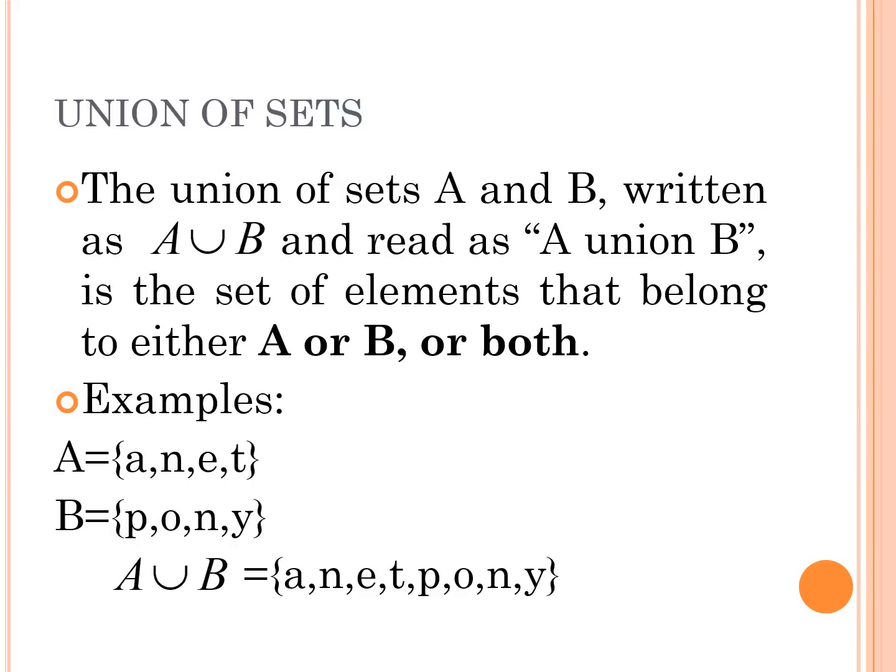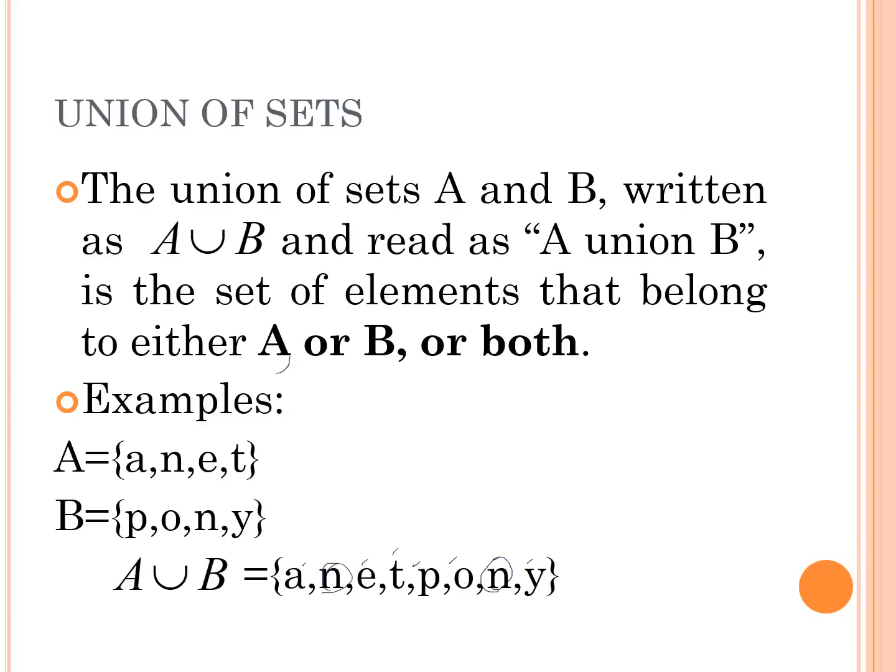So how are we going to get the union of these two? We simply combine all of the elements of these two sets. Okay, so we have A, N, E, T. These are the elements of set A. And then we have the elements of set B, which are P, O, and Y. However, there is something wrong with this answer. N was repeated.